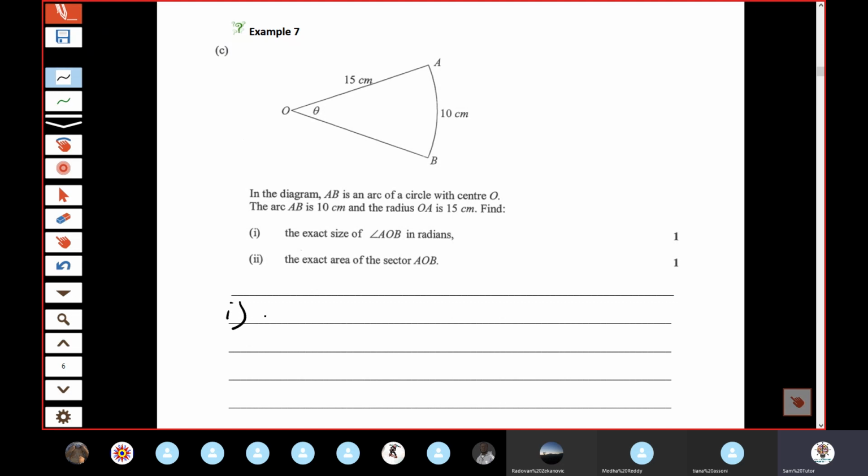So L equals r theta. Arc length is 10. Radius is 15. So obviously theta equals 10 on 15 radians, which is 2 on 3. All good? 2 on 3 radians.